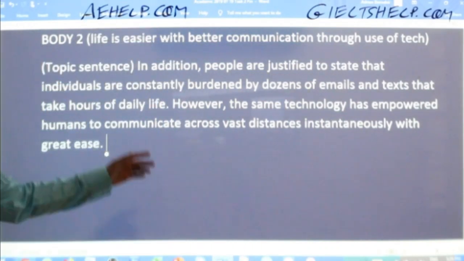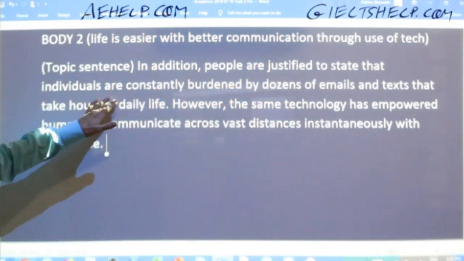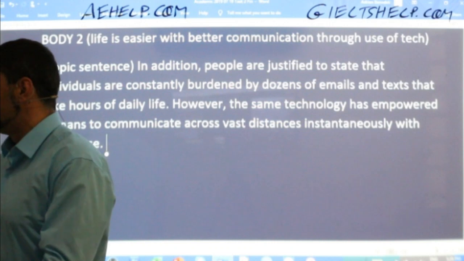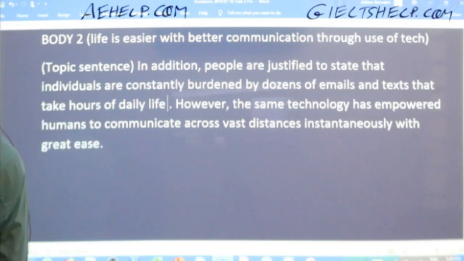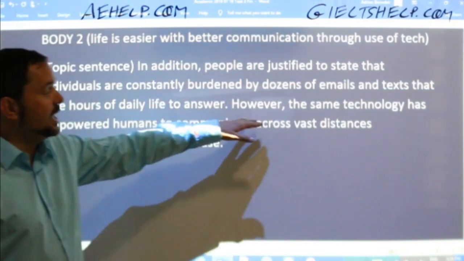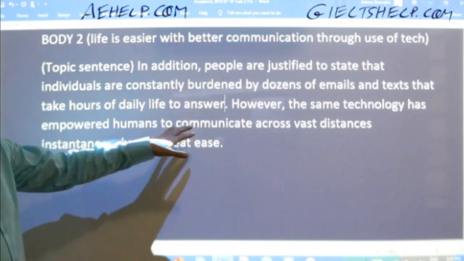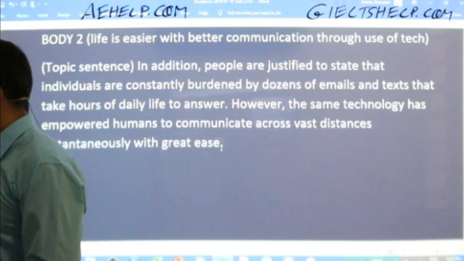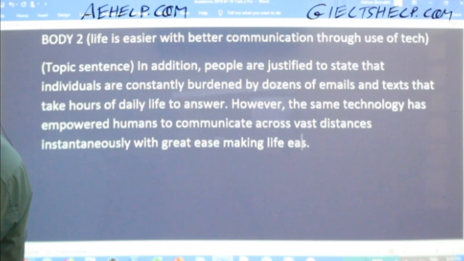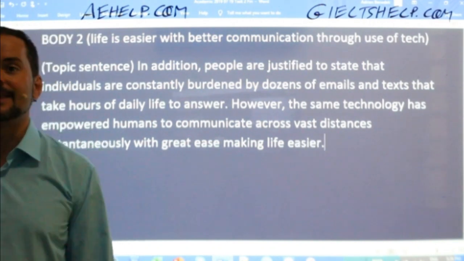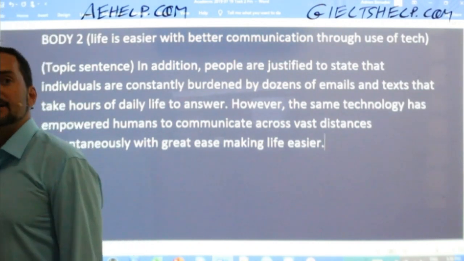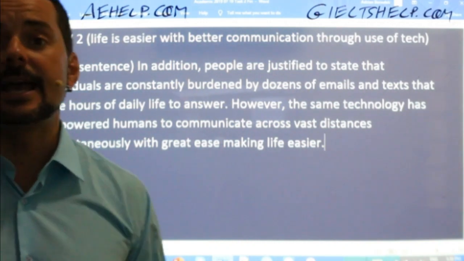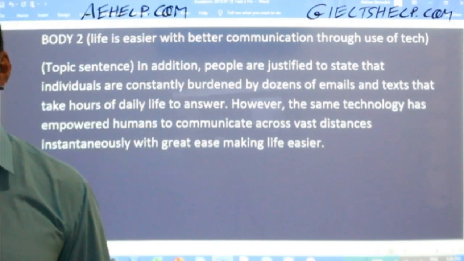Here is mine. "In addition, people are justified to state that individuals are constantly burdened by dozens of emails and texts that take hours of daily life to answer. However, the same technology has empowered humans to communicate across vast distances instantaneously with great ease, making life easier." Okay, so going back to that original argument that technology does indeed make life easier. Okay, that's the argument, counter argument style of writing, and that style of writing for this question will get you that high band score. Okay.